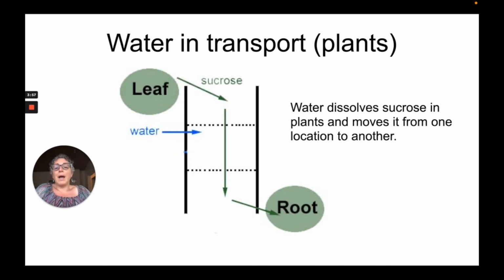Because of that, water will dissolve the sucrose in the plant and then move it from one location to the other. It can either move to the root if that's where it's being stored, or if it is needed for respiration elsewhere in the plant, then it will move there as well.